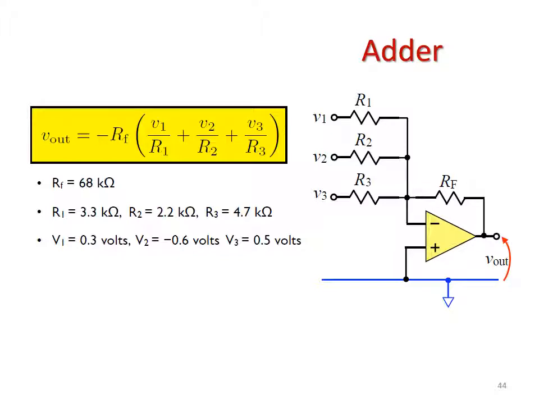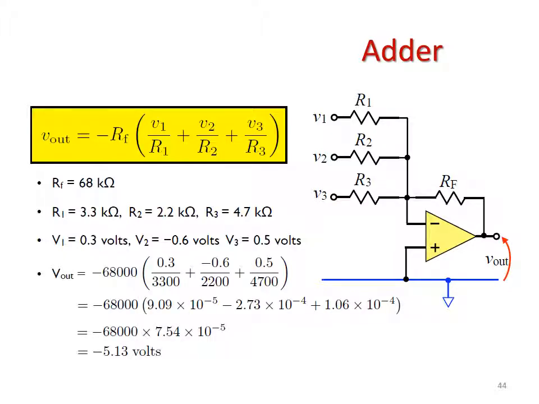For more complex adder circuits, you can add as many inputs as you want. Every time you add one, you add the voltage of the new signal divided by the resistance of the new signal. We have one example here that you can solve out, where you'll see we get a V out of minus 5.13 volts.